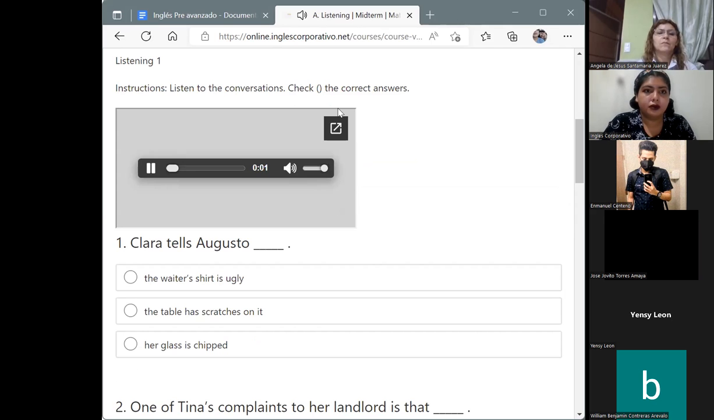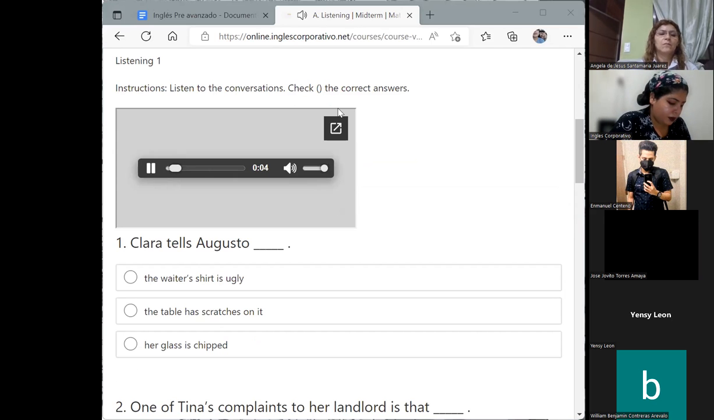I don't think this is the right restaurant, Augusto. It doesn't look very good. I'm sure this is the one. I know it doesn't look great, but the menu looks interesting. But look! That waiter's wearing a horrible shirt. Clara, maybe he likes bright colors. I don't mean the colors. There's a huge tear in it, and it doesn't look clean. Yeah, actually, I see what you mean. And look at this tablecloth. It's badly stained. It looks like someone spilled coffee all over it. And my glass is chipped. I could cut myself. Let's get out of here.